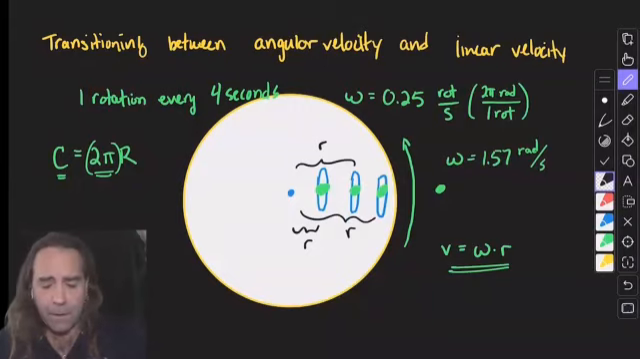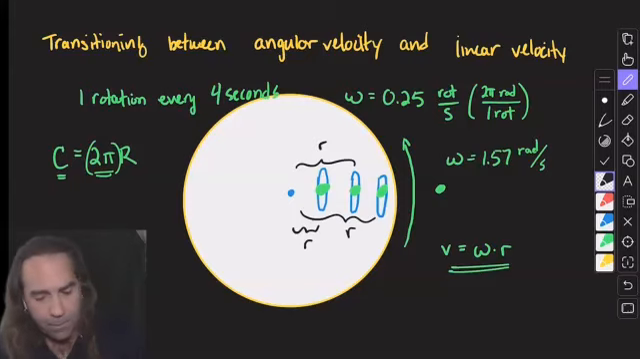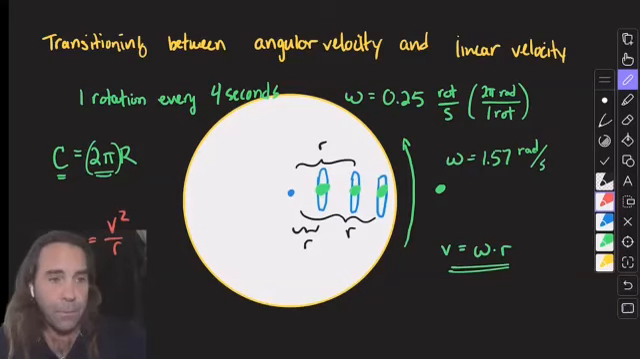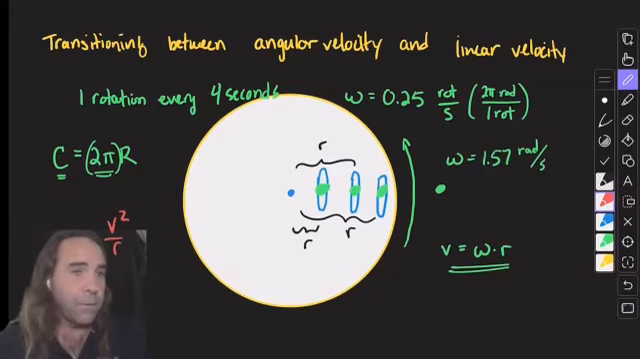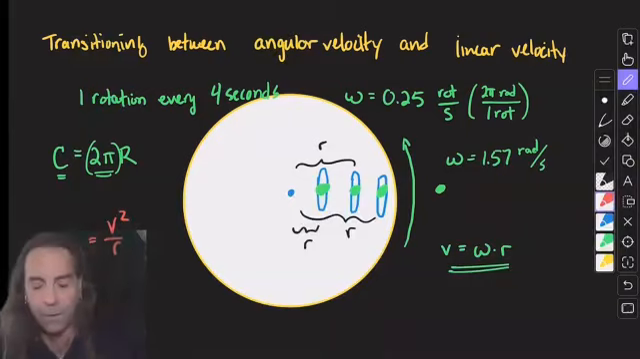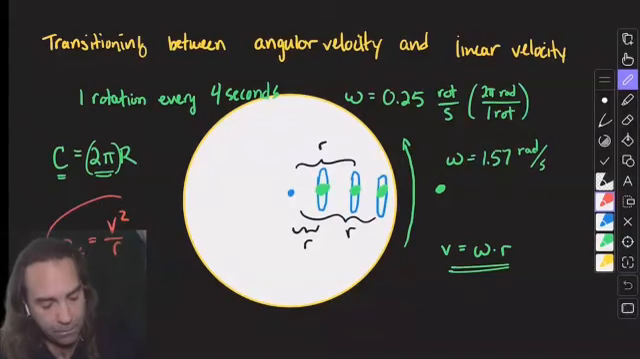I need you to recognize that when we're calculating the centripetal acceleration, which is why we're talking about this at all, it tends to be in terms of the linear speed. So if you have angular speed and you're asked to calculate the centripetal acceleration, you probably will have to convert it into the linear speed first, and then you can use this.